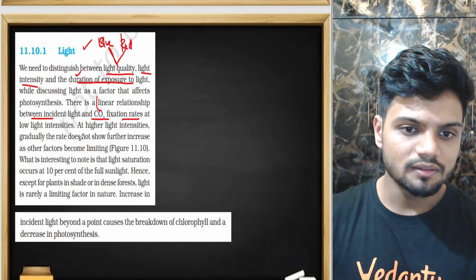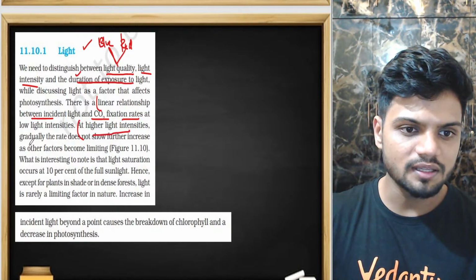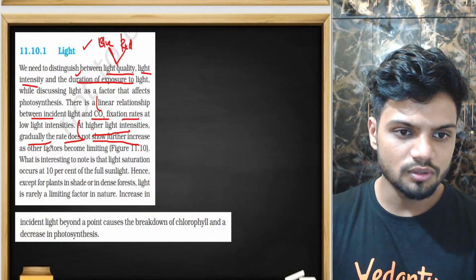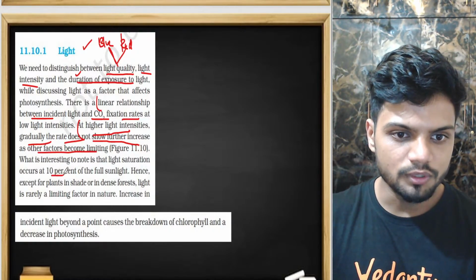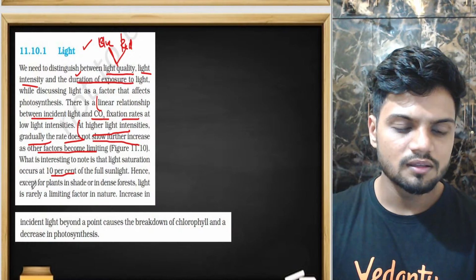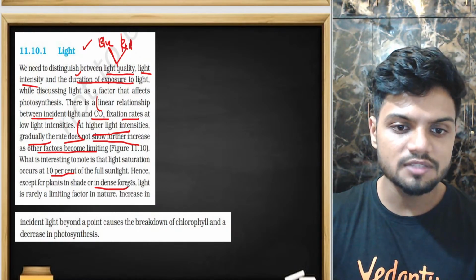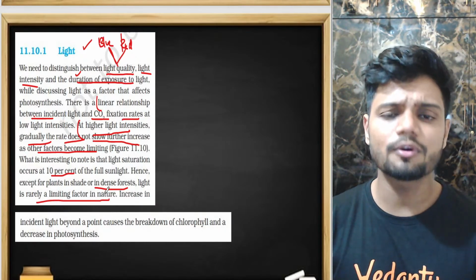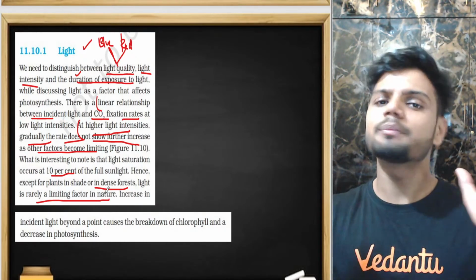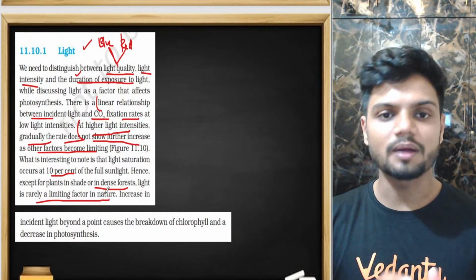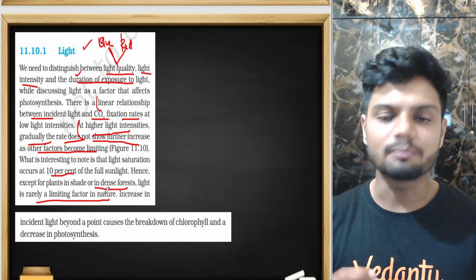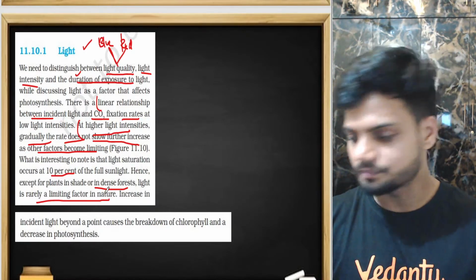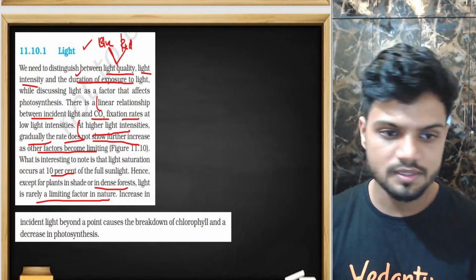So that is the reason at high light intensities, the rate gradually does not show further increase. That is, other factors become limiting. Only 10% is required. Hence, except for plants in the shade or dense forest, light is not really the limiting factor. Why? Because light is not present in less amount. Sunlight is present in plenty always. You will not find a place where sunlight is very low. That might happen in winter, but generally speaking, sunlight will be there.